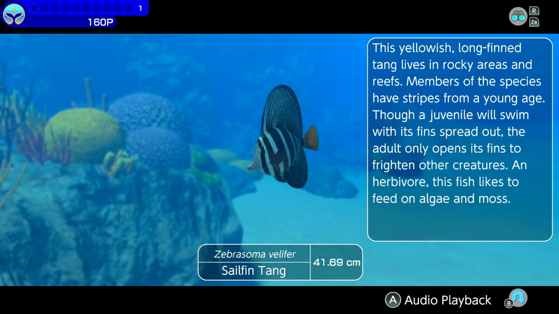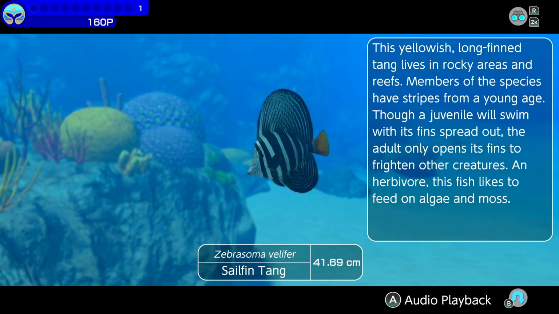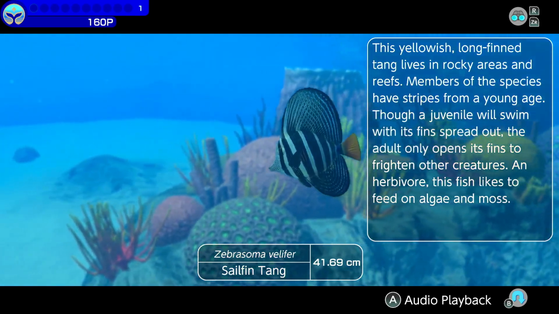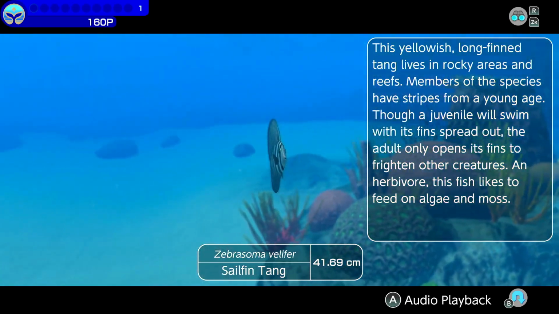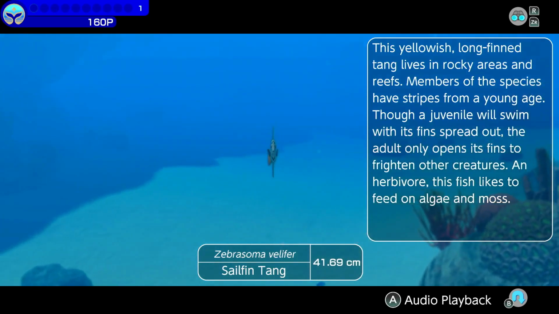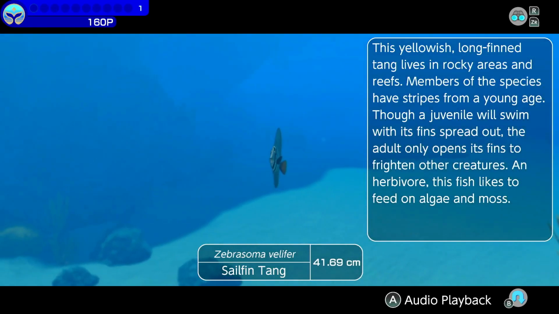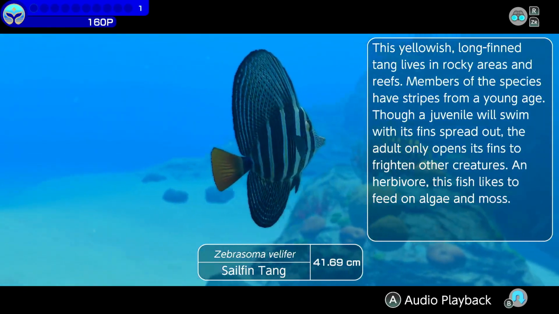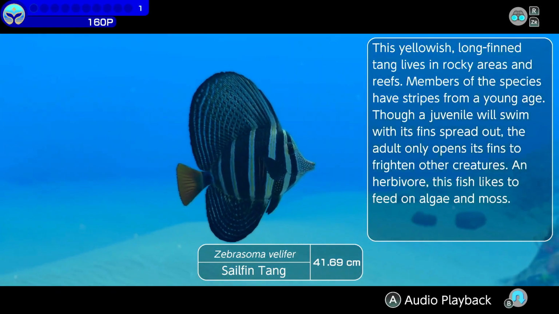Sailfin tang. This yellowish, longfin tang lives in rocky areas and reefs. Members of the species have stripes from a young age. Though a juvenile will swim with its fins spread out, the adult only opens its fins to frighten other creatures. An herbivore, this fish likes to feed on algae and moss.